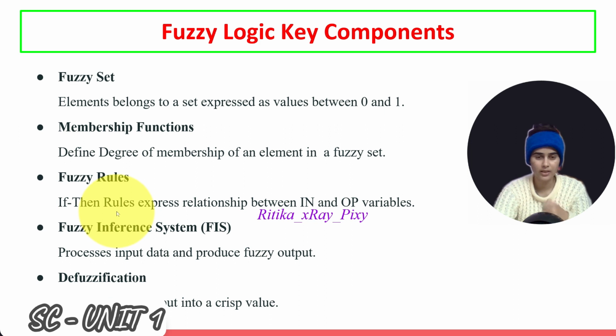Next we have fuzzy rules: if-then rules that express the relationship between input and output variables. They use linguistic variables and fuzzy operators to make decisions. Next we have the fuzzy inference system. A fuzzy inference system processes input data and produces fuzzy output. It involves fuzzy sets, membership functions, fuzzy rules, and an inference mechanism. Last we have defuzzification, that is the process we use to convert fuzzy output into a crisp value.